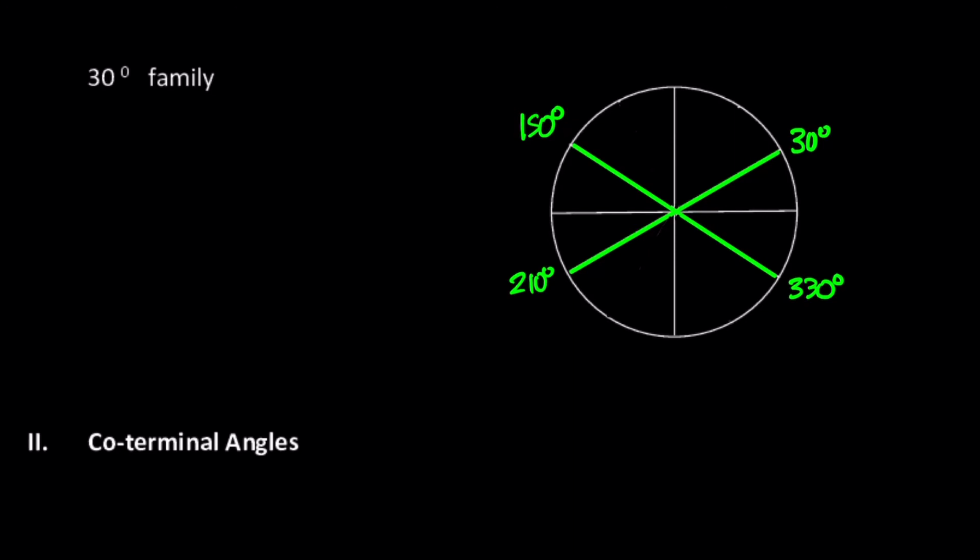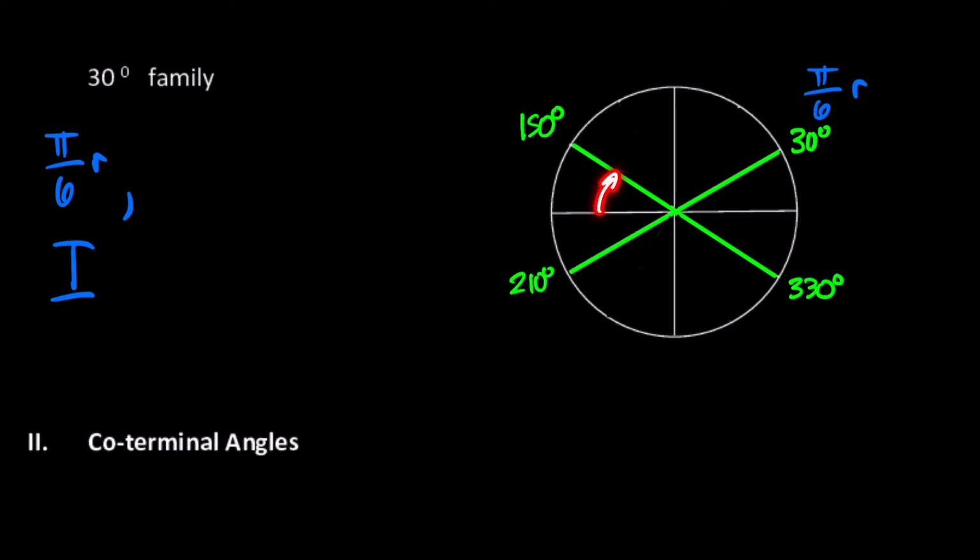So remember that equivalency we talked about? 180 degrees is equal to pi radians. 30 degrees is equal to 180 degrees divided by 6. So that means it should be equal to pi radians divided by 6. So 30 degrees is pi over 6 radians. So pi over 6 radians is our first quadrant angle.